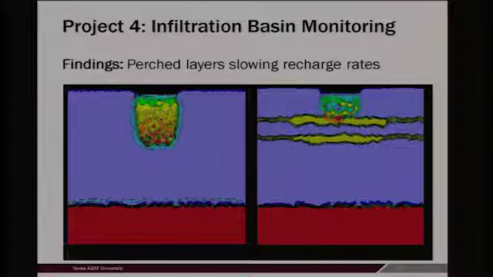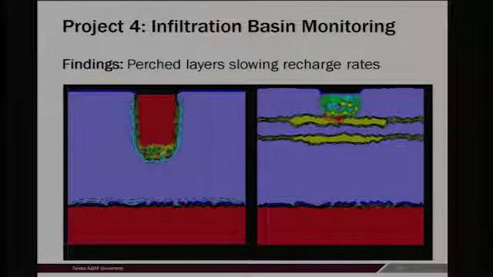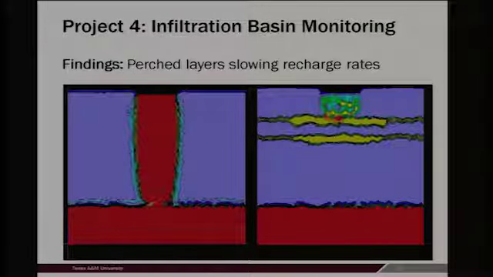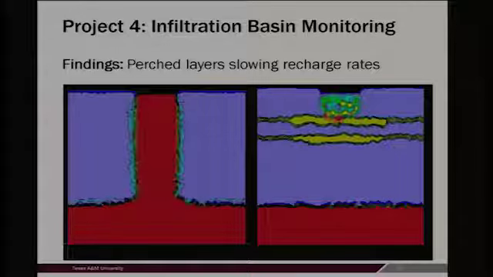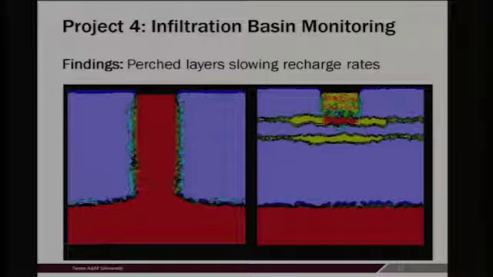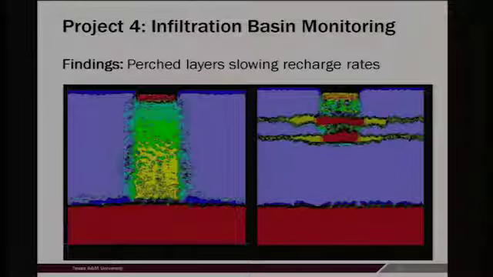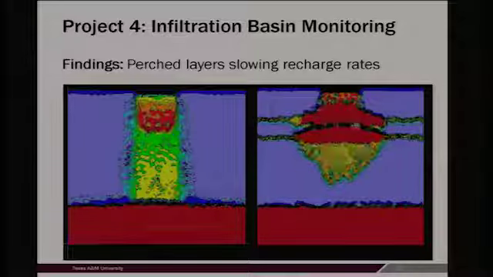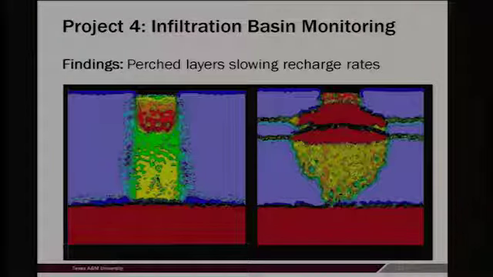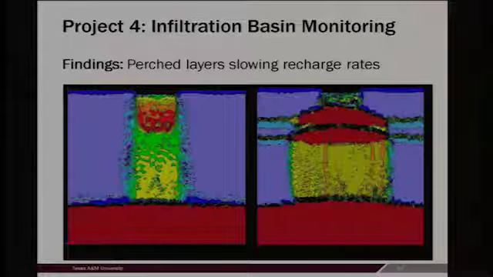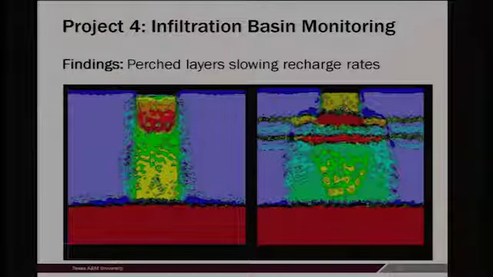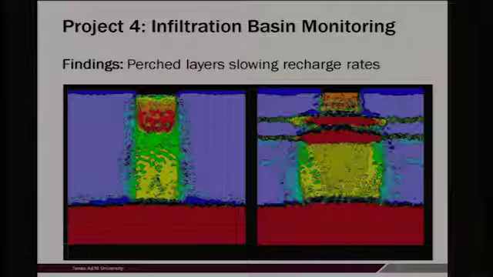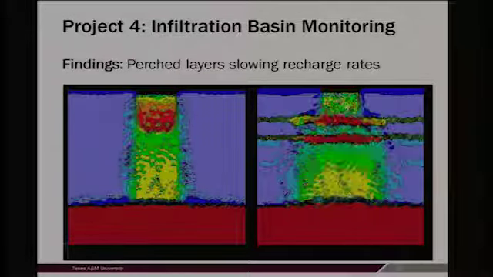You can see the darker colors are the more saturated, so red is totally saturated. You can see the recharge moving down fairly quickly to the aquifer. On the right, though, we have perched clay layers, and you can see how the perched clay layers influence it, we get a buildup of saturated water until there's enough to push it through the clay layer. Studies like these let us know what our capacity is and give us a way to model these sorts of scenarios in, say, other locations.